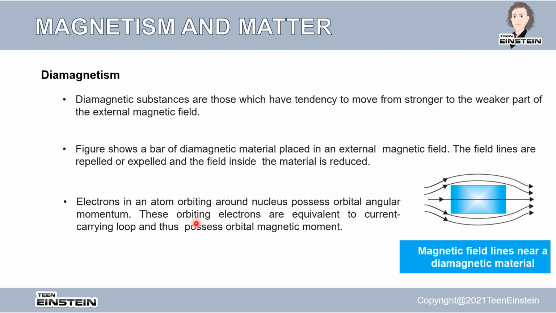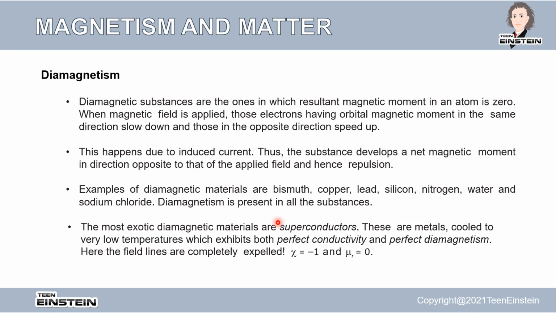So electrons in an atom orbiting around the nucleus possess orbital angular momentum. These orbiting electrons are equivalent to current carrying loops and thus possess orbital magnetic moment. So now we are explaining the origin of diamagnetism, why it happens. We know that electrons in an atom orbiting around the nucleus give rise to an orbital angular momentum, and this gives rise to a current loop, and this gives rise to an orbital magnetic moment. So in diamagnetic substances, the resultant magnetic moment in an atom is zero.